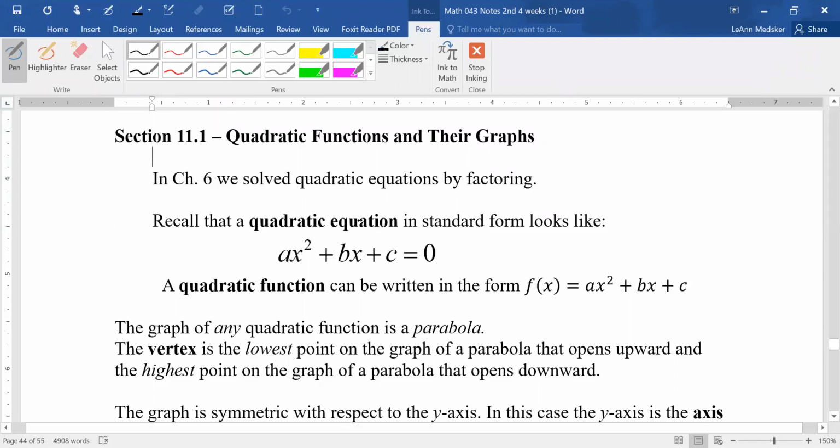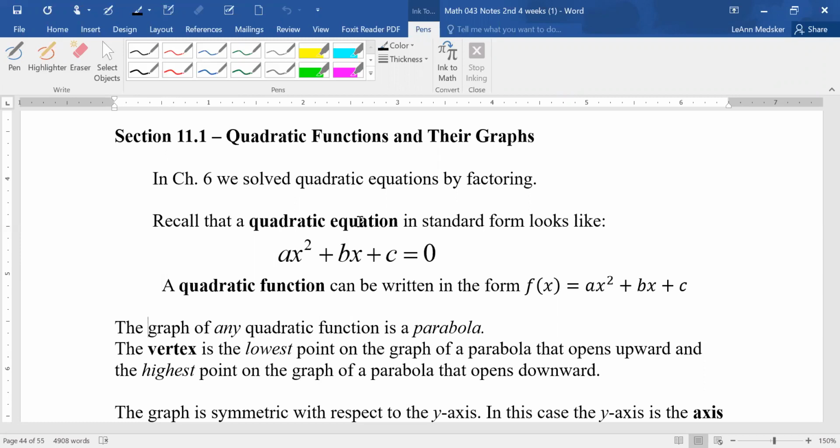So we're going to talk about how when we talked about first quadratic equations, we learned that in standard form, when you're factoring them, they look like ax squared plus bx plus c, and if it's an equation, we had it set equal to 0. A quadratic function is just setting that to f of x instead, using function notation. So the graph of any quadratic function is what we call a parabola, which is a U-shaped graph.